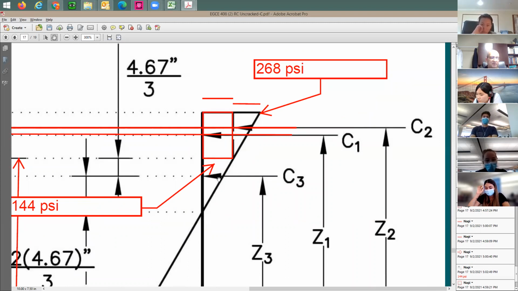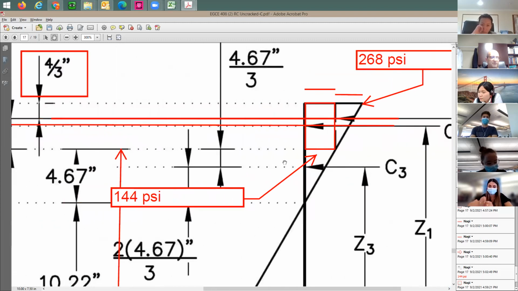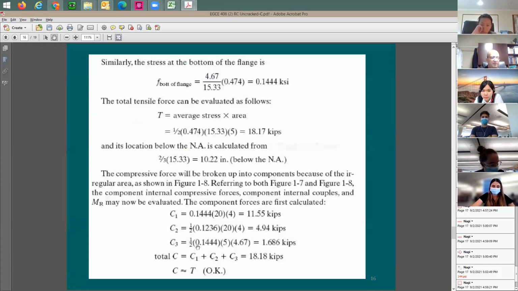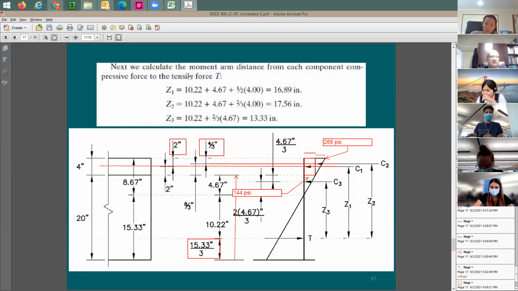How about this here? This for the C3. You say, well, this here 144 times 467 divided by 2, times the width of the web, not the flange, because this is applied only on the web, which is 5 inches. Now let's see these forces. They're right here. Here's the third one that we were just talking about. Stress bottom of the flange times the width of the web times 467 divided by 2. So you have the 3 forces, and then you have the 3 distances, 3 Z's.